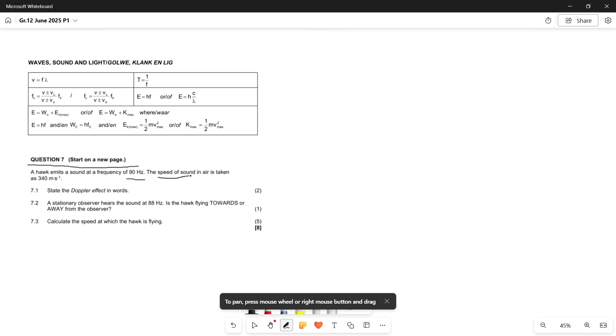The speed of sound in air is taken as 340 meters per second to the -1. 7.1 says state the Doppler effect in words. So this one is quite a weird one as far as the wording, but if we rewrite this formula here, we can help link it to the formula. So I'm just going to write down the formula.